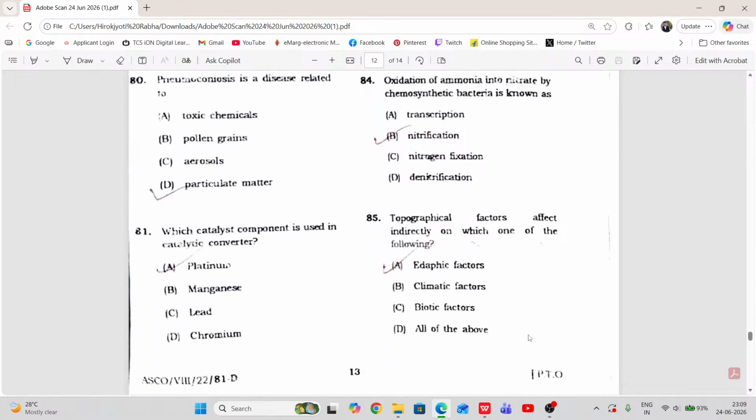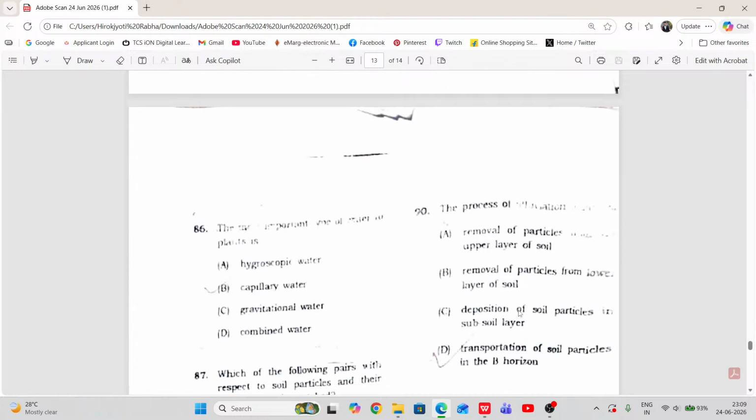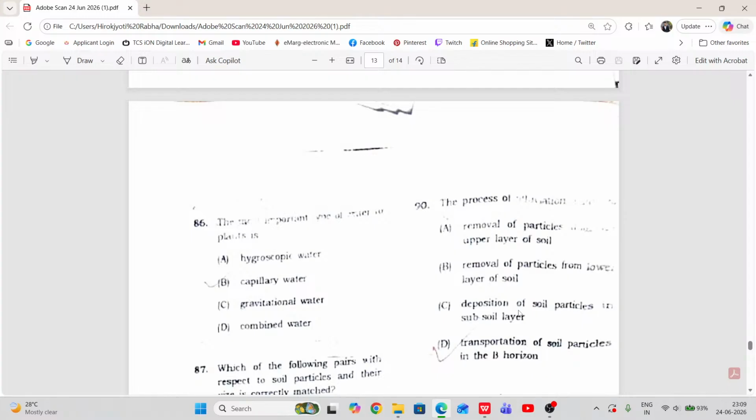85. Topography factors affect indirectly which one of the following adaptive factors? The most important type of water for plants is called capillary water. Which of the following pairs with respect to soil particle and their size is correctly matched? Clay, 0.02 mm to 0.5 mm. In the soil profile, the A0 layer is the upper zone of soil.